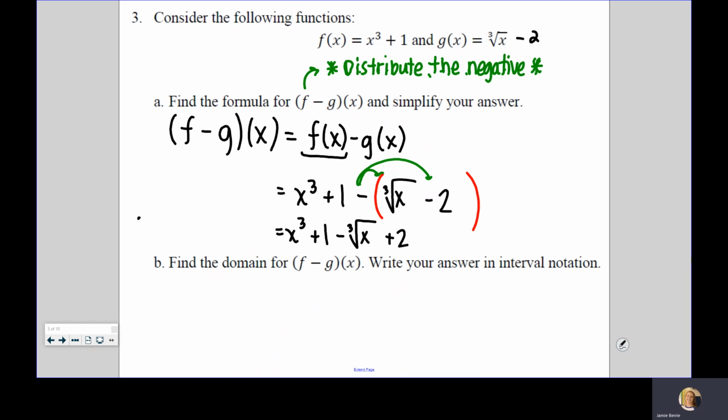All right, so like terms here, we just have this guy and this guy. It doesn't matter what order you write this in, I just typically put the constant at the end. So we would have x cubed minus the cube root of x, and then plus 3, because it's 1 plus 2. And that's it. That's our formula. There's no like terms to combine here. You can't combine x cubed and cube root of x.